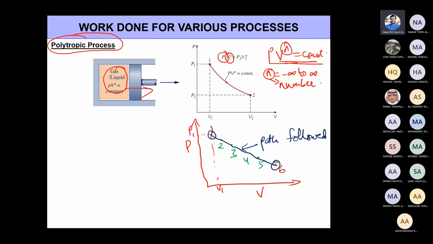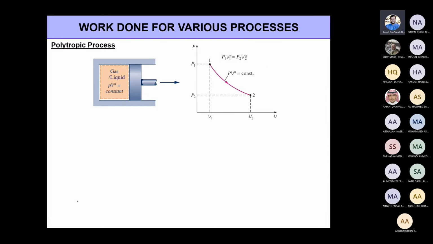Now, for this path, I joined all these states. I can do a curve fit, right? If this is a curve, I can do a curve fit in such a way that the equation that I fit to the curve is PV^n is equal to constant. Here the value for n will be obtained from the curve fitting software. So depending on the value for n, the way the pressure changes when you change the volume is different. Let's look at the special cases for these.